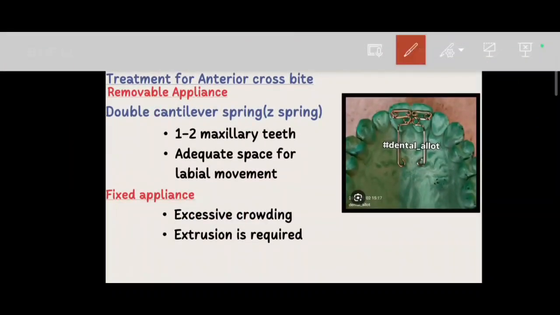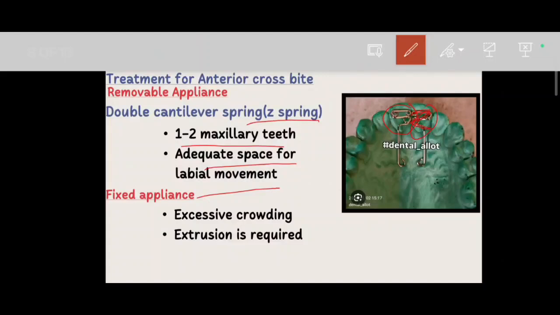Now another removable appliance is the Z spring. It is used for 1 to 2 maxillary teeth when enough space is present, so adequate space for the labial movement. Its function is to move the tooth labially. In this diagram you see a zigzag spring in a removable appliance. That zigzag design produces force on the tooth. So why is it called Z spring? Because this spring shape looks like a Z.